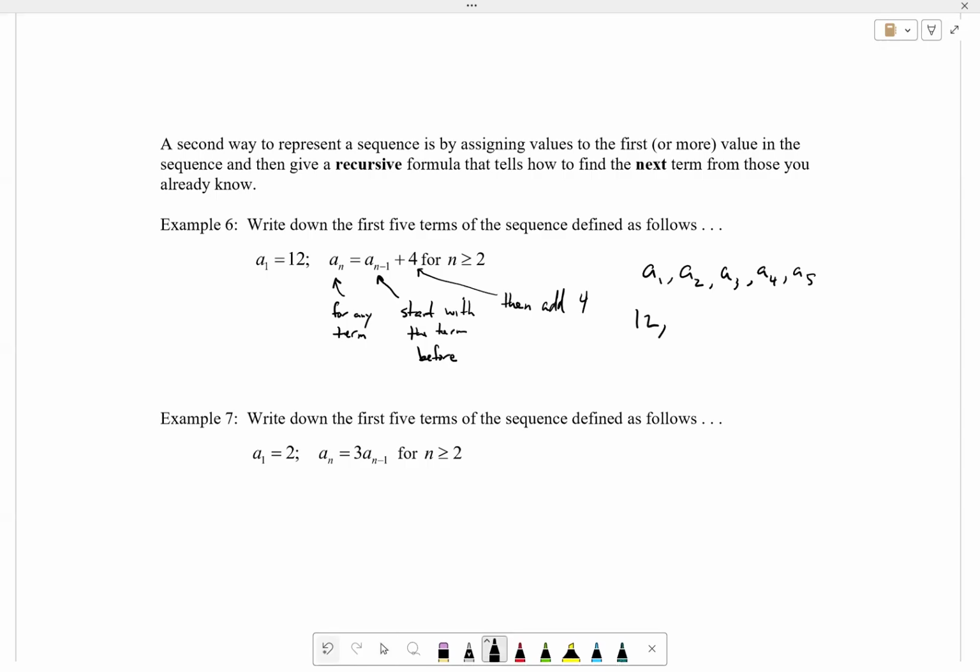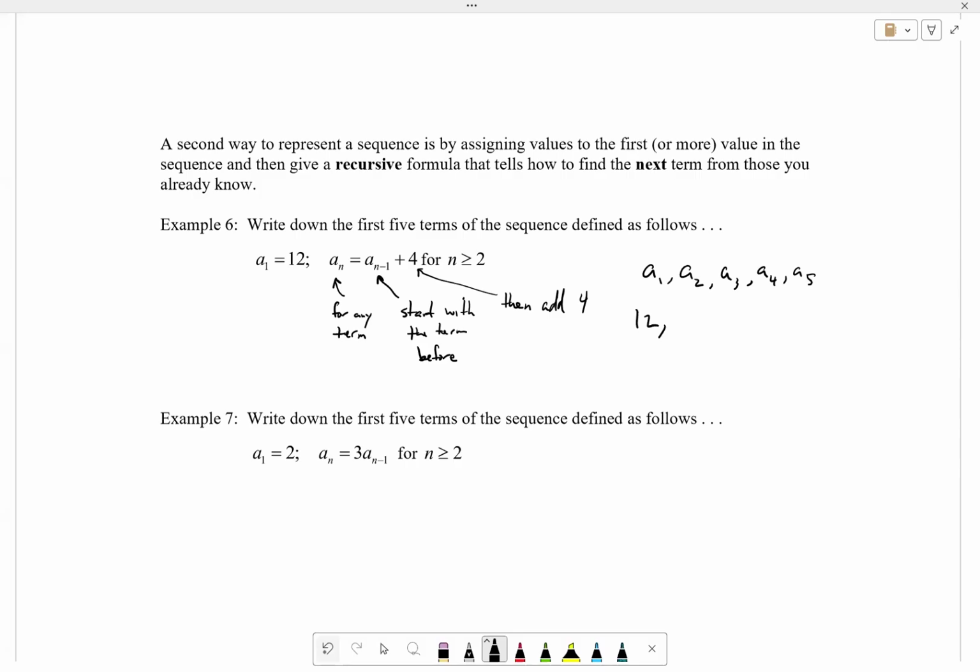Yeah, it tells us it's 12. Well, how about that second term, a sub 2? Do we have any idea what that one is? According to this, if I want to know this one, start with the term before and add 4. So this is 16. Now I couldn't do it with 12 because there was no term before. I needed a place to start. So this only works when n is 2 or greater. So the next one is 16.